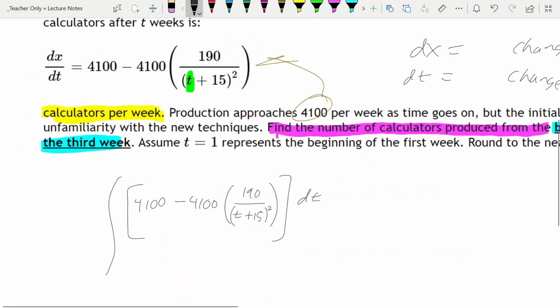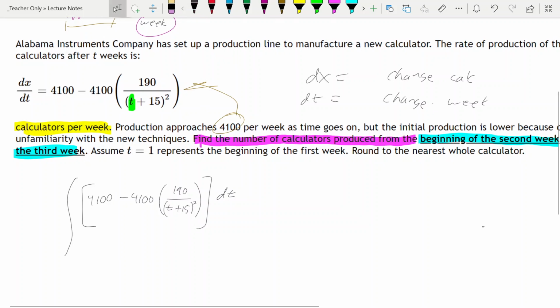There we go. All right, but when do we start and when do we end? This is where one of those major details pops in, because they said assume t equals 1 represents the beginning of the first week. So they want to know from the beginning of the second week. So we're going to start at week 2. But if I put a 3 here, that wouldn't mean the end of the third week. That would mean the beginning of the third week. The end of the third week would be the same thing as the beginning of the fourth week, right? So we're going to integrate from 2 to 4. That's one of the main parts to this problem.